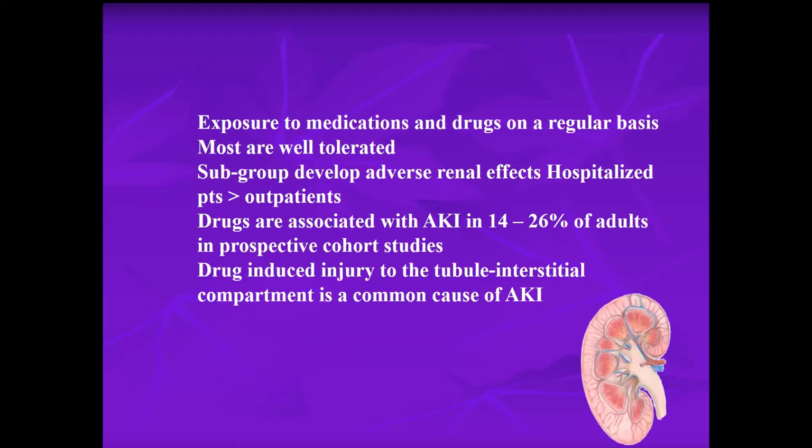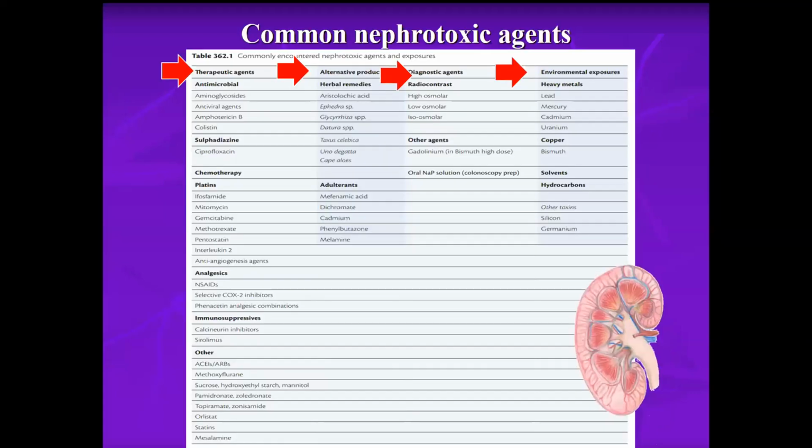So exposure to medication and drugs on a regular basis: most are well tolerated. A subgroup develop adverse renal effects, more so in your hospitalized patients than your outpatients. Drugs are associated with AKI in 14 to 26% of adults in prospective cohort studies. Drug-induced injury of the tubulointerstitial component is common as a cause of AKI. When we looked at the nephron structure, I said the part that was missing was the supporting structure, which is the interstitium. That's a very important part of the functional unit.